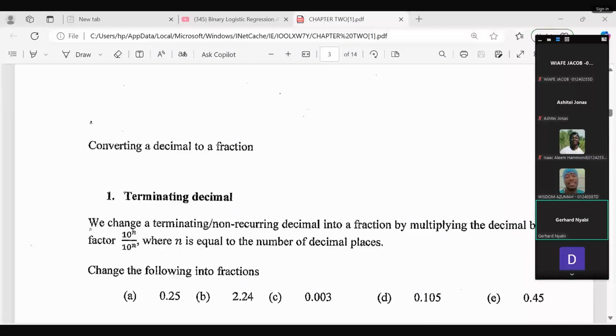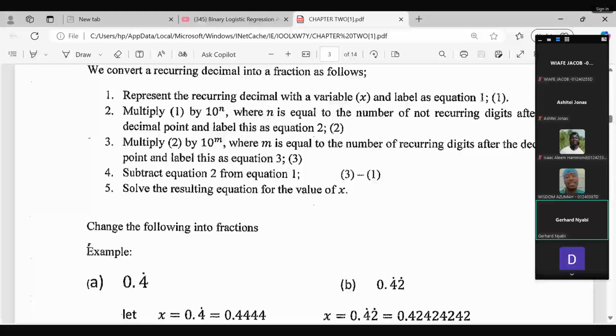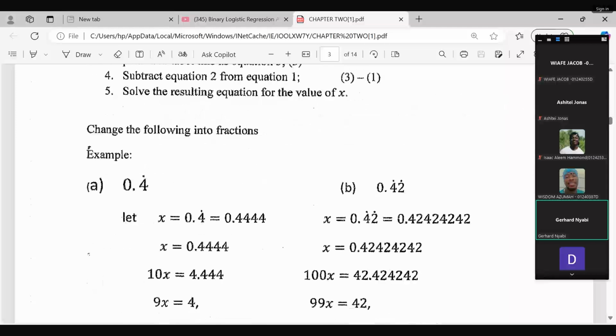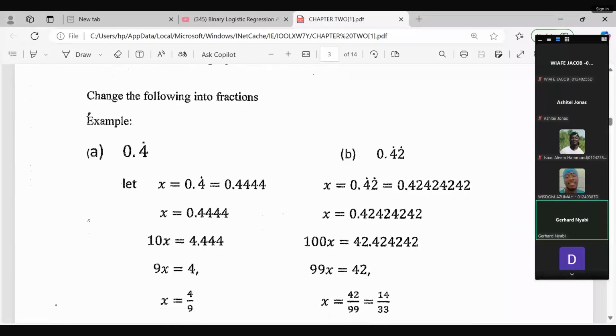We are going to convert recurring decimals to fractions. And the procedure of doing that: you see the number we have here, 0.4. This has a dot at the top of it.